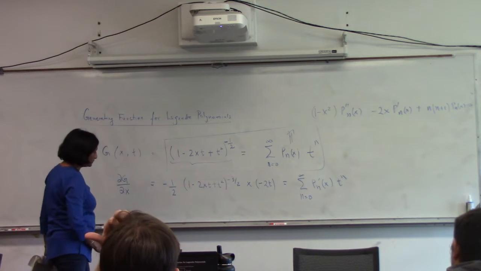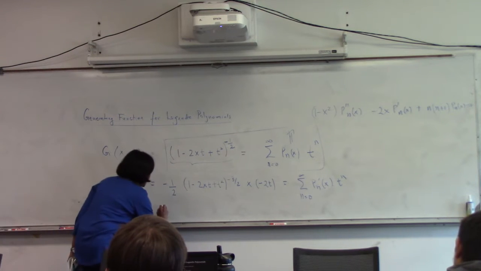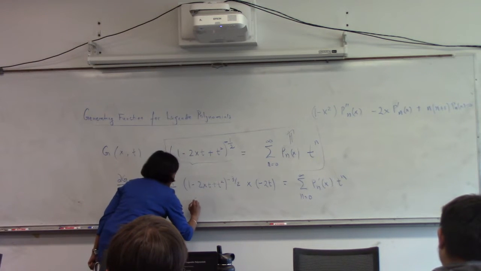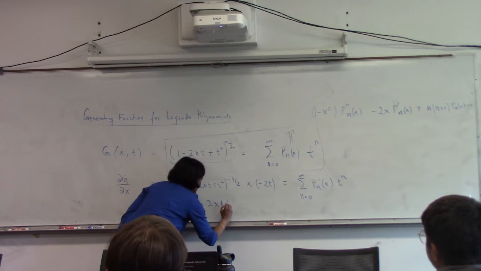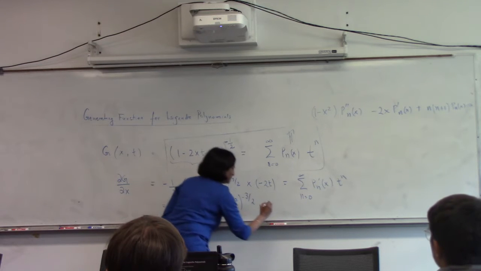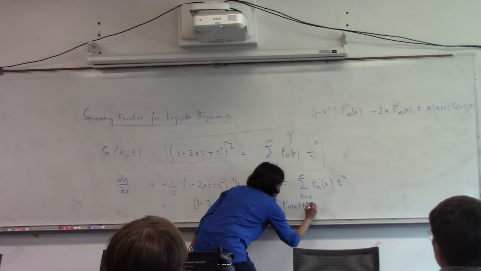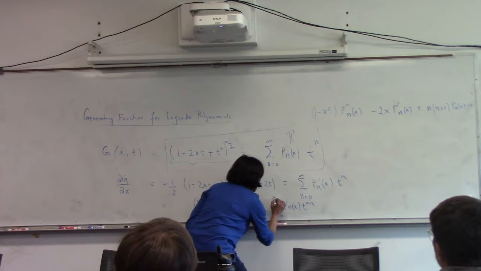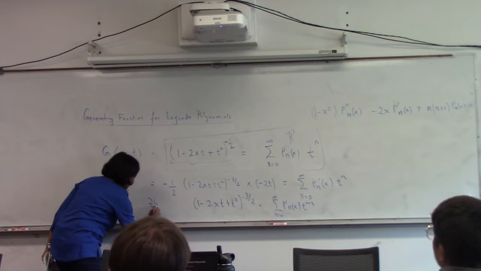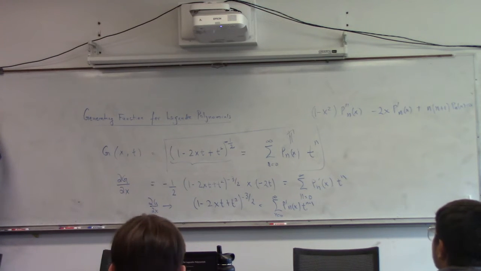Let me write down all these things. So this is nothing but minus 2 and minus 2 will cancel, so it is t times this: (1 minus 2xt plus t squared) to the negative 3 halves. I've got a t here, so I'm going to take that to the right hand side and make this t to the power of n minus 1, n going from 0 to infinity. So this is what the partial of g with respect to x is giving me. I'm going to write this down for a minute here. I need this later.